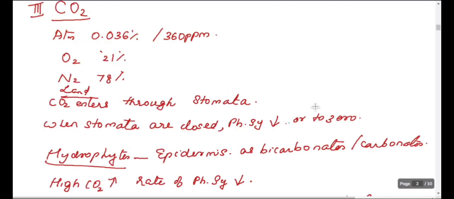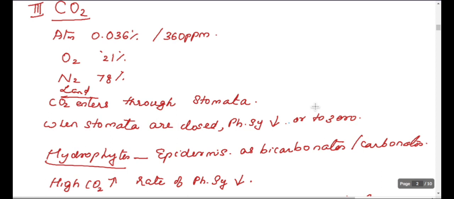Now we will discuss the third factor which is very important, that is carbon dioxide. You know, carbon dioxide present in the atmosphere is only 0.036% or 360 parts per million, compared to other gases, for example, oxygen, 21% is available in the atmosphere, or nitrogen available in abundance, that is 78%. Usually land plants use stomata for allowing the carbon dioxide inside because gaseous exchange happens through stomata.